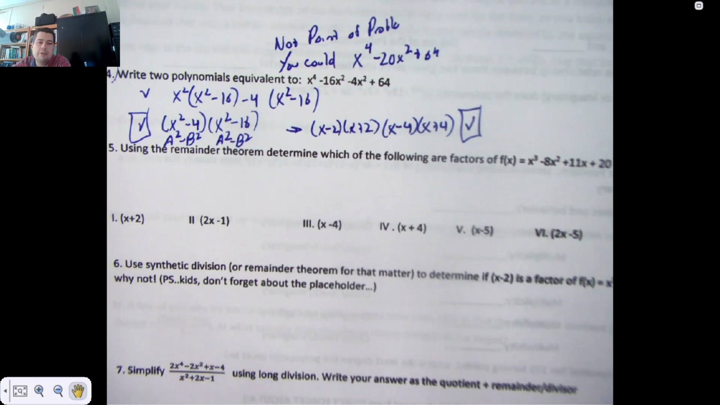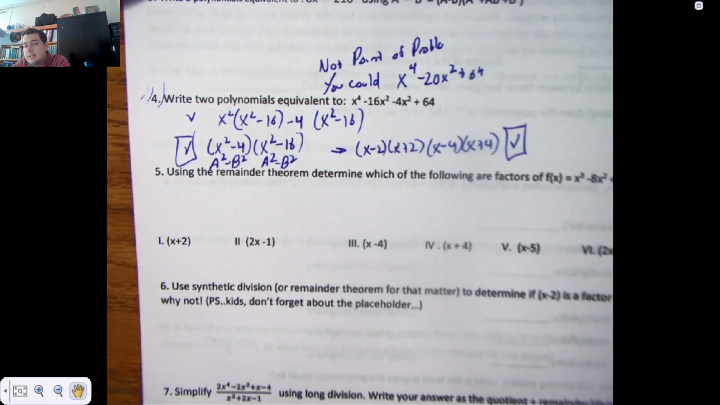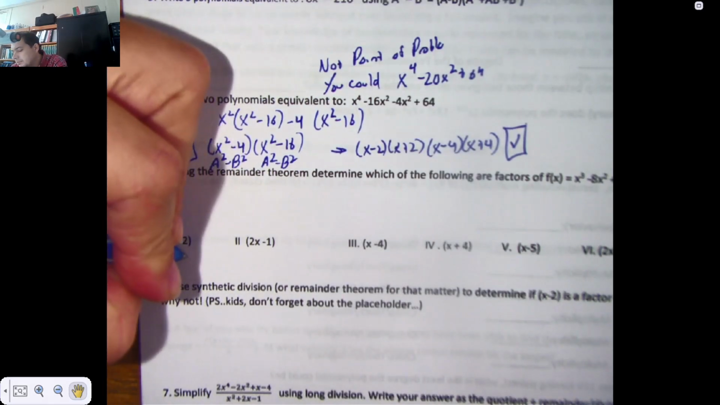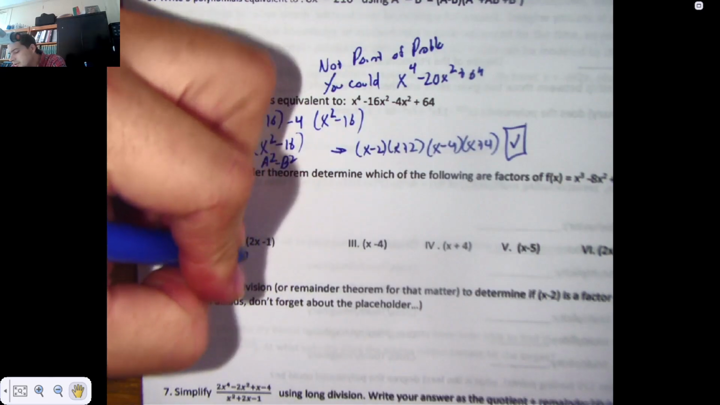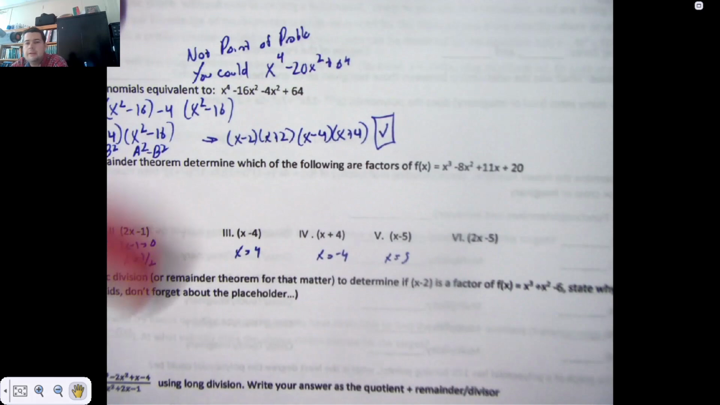Number 5, using the remainder theorem, determine which of the following are factors of x cubed minus 8x squared plus 11x plus 20. So all this means, and when you see me do this, I'm going to use a TI-84. I'm going to take my factor and find my x value. x is negative 2. 2x minus 1 is 0, x is 1/2. x is 4, x is negative 4, x is 5. And then 2x minus 5 is 0, so that means that the x value is 5/2.